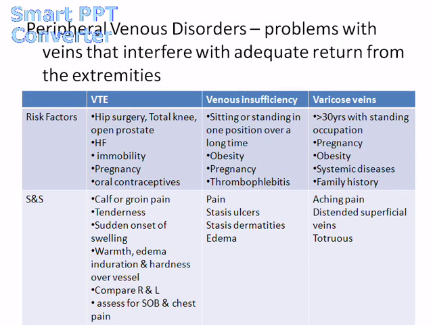Okay, let's talk about peripheral venous disorder now, and that is problems with the veins that interfere with adequate return of blood flow from the extremities. There are superficial and deep veins in the lower extremities that have valves that prevent backflow of blood as it returns to the heart, and the action of our skeletal muscles of the lower extremities during walking activities promotes venous return.